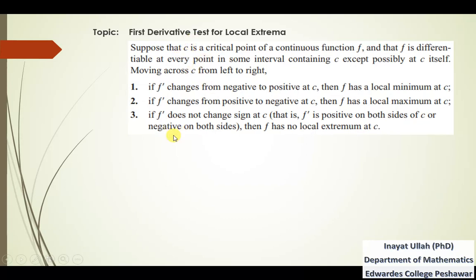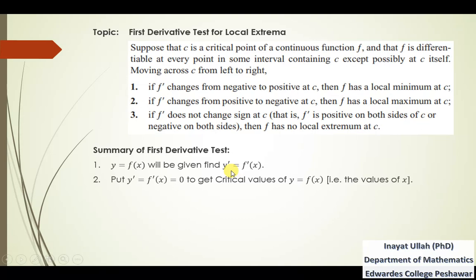So that is the first derivative test. That is the definition of that test. And now the summary of this first derivative test: what should we do? What are the main steps to apply the first derivative test? That is explained here. First of all, you will be given a function y equal to f(x), and then you need to find the derivative of that function.